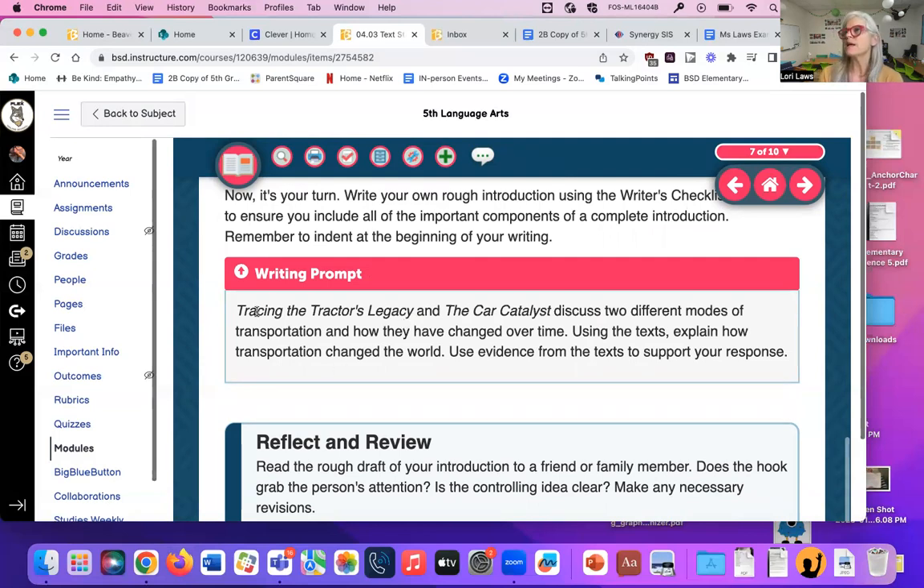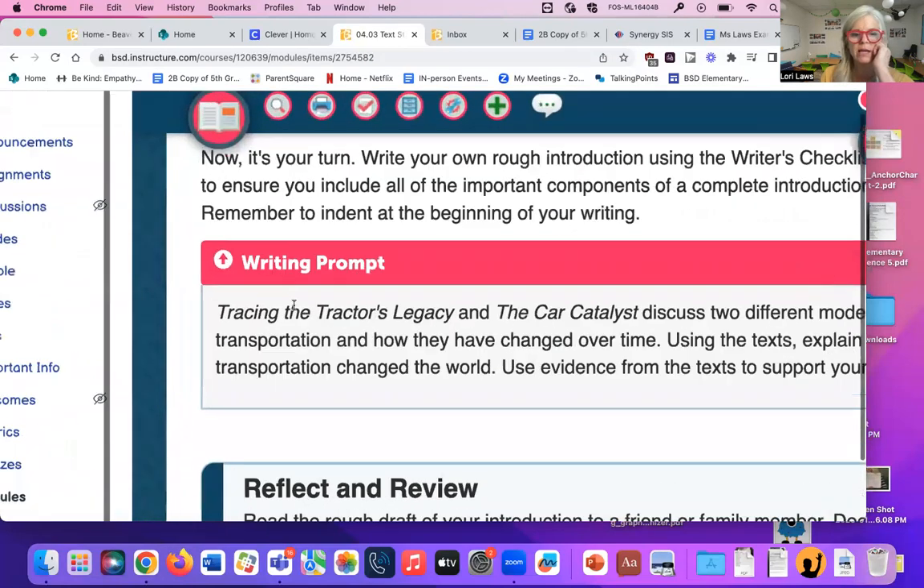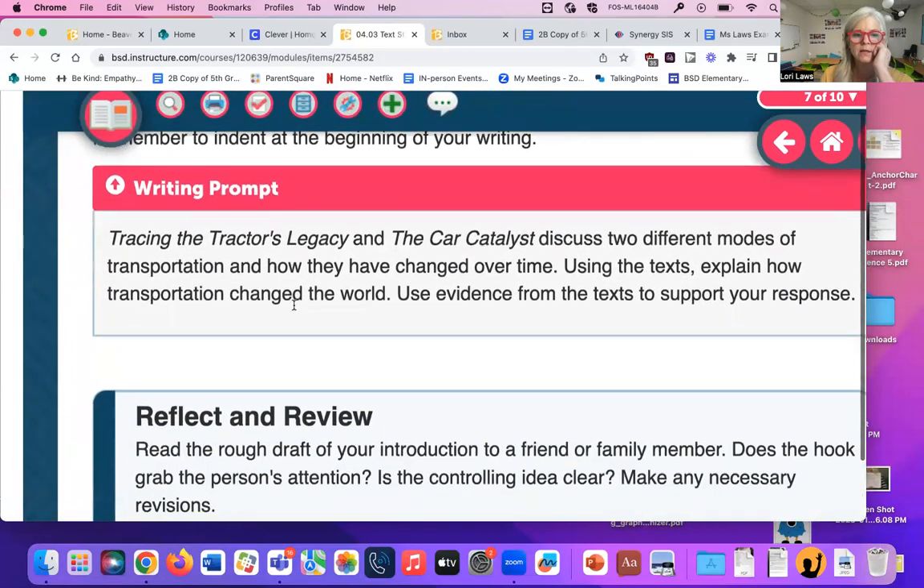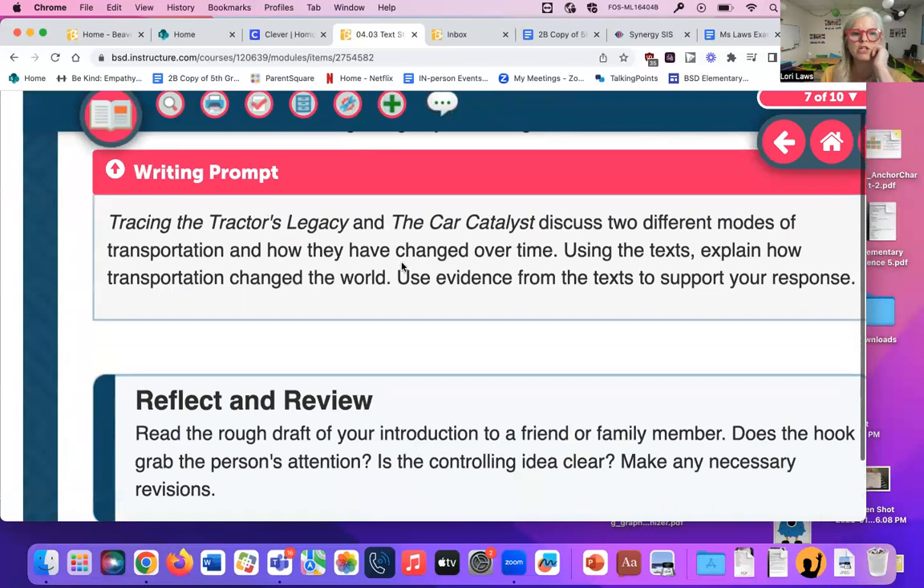So in this topic, everybody look up here. Christian, can you read this out loud for us? The one that's on my screen right now, the writing prompt. Tracing the Tractor's Legacy, Christian?